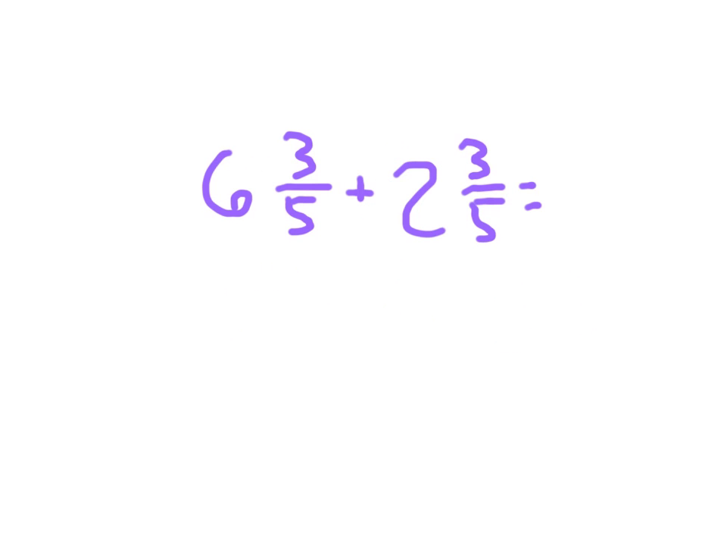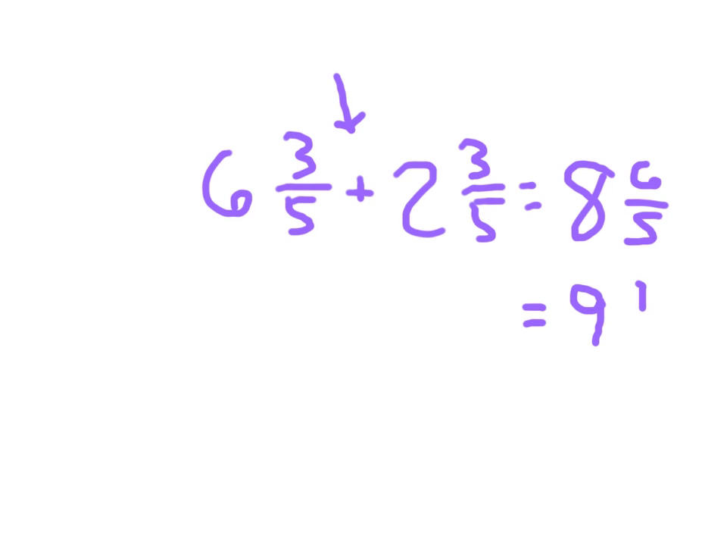Here we have 6 and 3/5 plus 2 and 3/5. Remember to read that sign carefully. 6 plus 2 is 8, and then 3/5 plus 3/5 is going to equal 6/5. 8 and 6/5 is equal to 9 and 1/5.